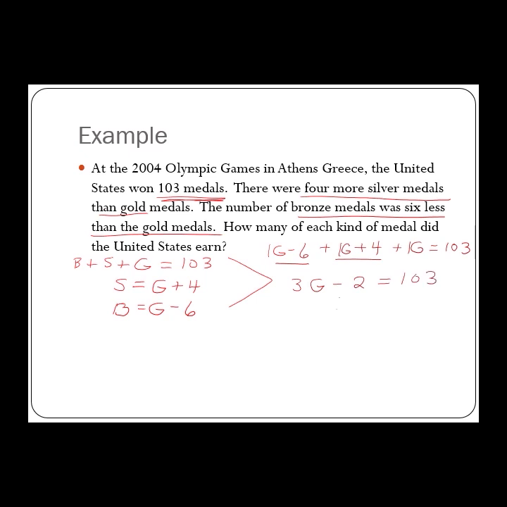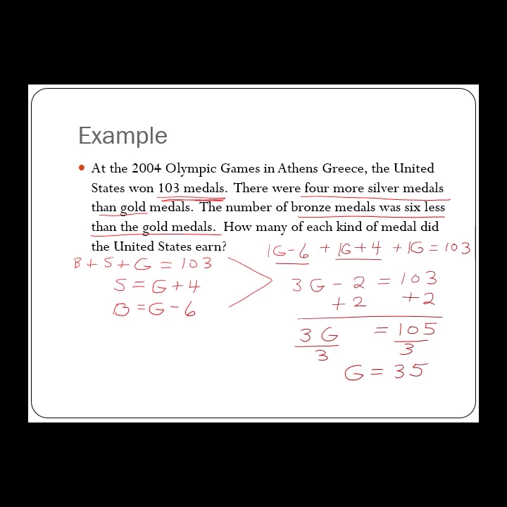So addition property of equality, we'll add 2 to both sides. And we get 3 times the gold equals 105. And we'll divide both sides by 3. And gold equals 35. Now, a couple things to note. We got a whole number, and that's what we're expecting. Nobody gets half of a medal, so that makes sense. So that's one part of making sense.